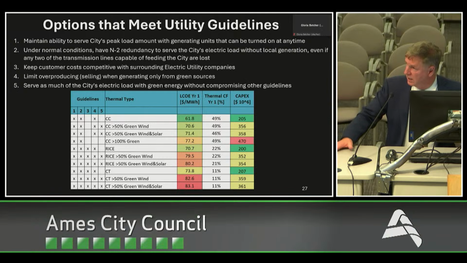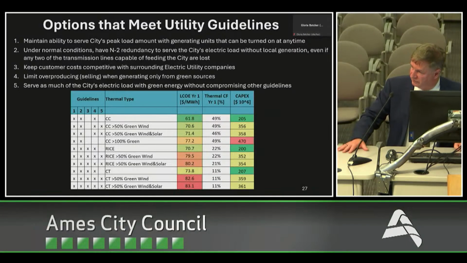We then, going back to those operating guidelines, looked at, okay, are we serving the city's peak? All of them meet that. Do we have N-2 redundancy to meet the electric load and stuff like that? Because they would all be located here, that meets that. When you look at keeping customers cost competitive, the ones that meet that are just the RICE units and the CT. The combined cycle does not, from a capital investment cost, you're putting too much money up front that you don't need. Does it limit overproduction of generation from green sources?